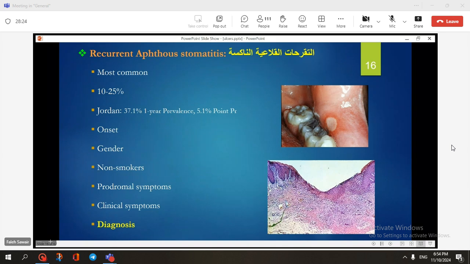The most famous of the ulcers is recurrent stomatitis, and as we said, it is idiopathic, without known cause. It is one of the most common ulcerations that affect up to 10 to 25% of the population. So you have to know the recurrent ulcers. It's a very common ulcer.